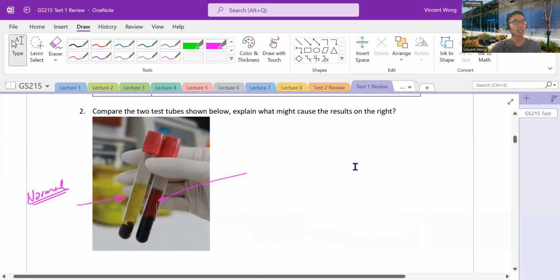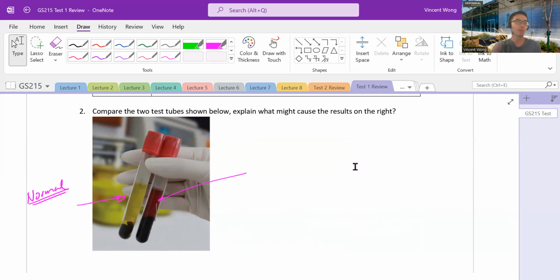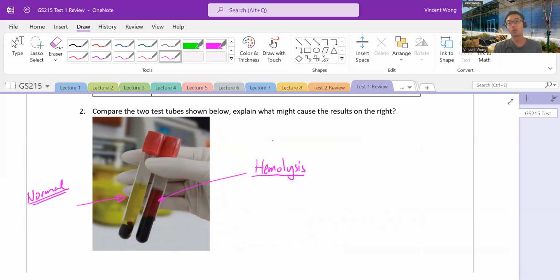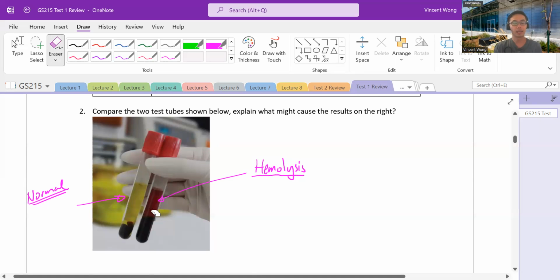Mihiret said clumping. Could you please expand a little bit? Okay, Tyler said hemolysis. Yeah, both of you are correct, okay? So what we observe here is basically hemolysis, okay? And for those of you who need a refresher on what hemolysis means, it just means that your red cells are bursting open. So all that hemoglobin, which is what makes the blood red, comes out and goes into the plasma, making the plasma red instead of yellow.